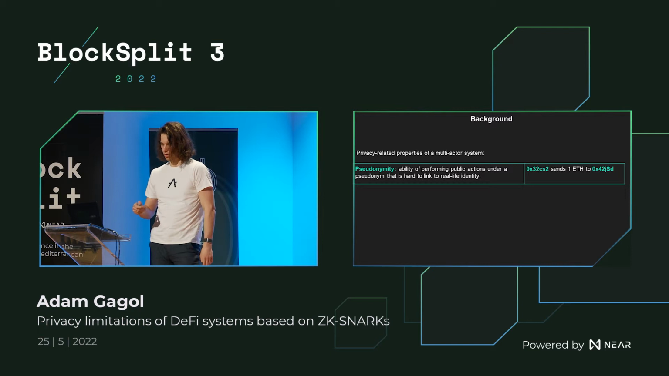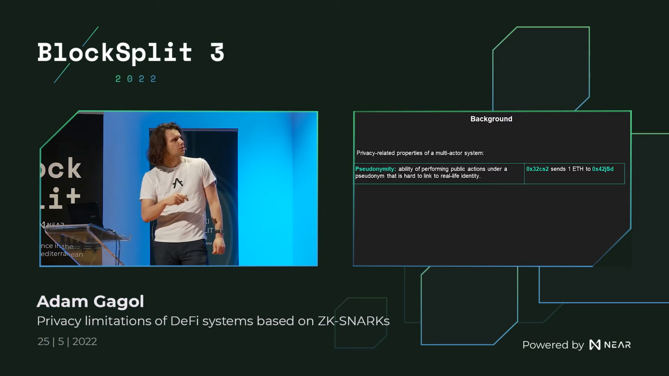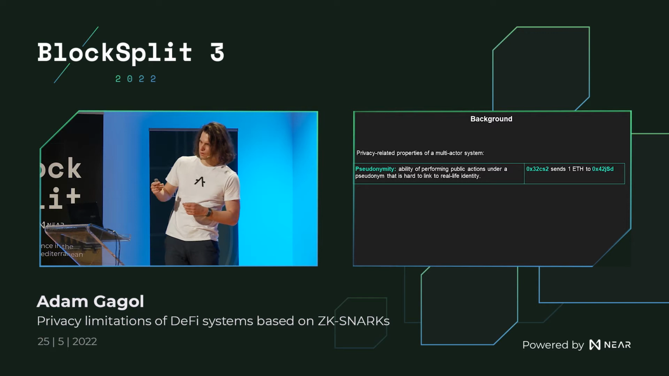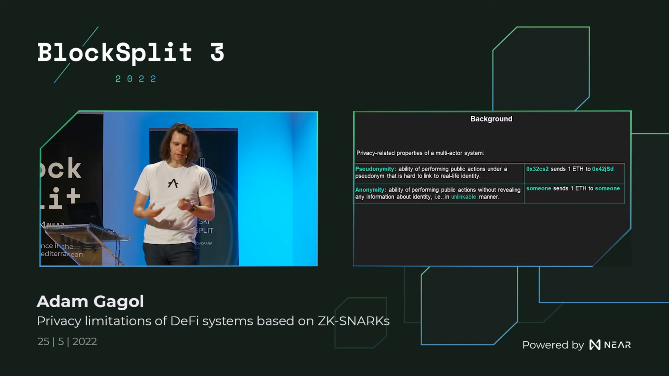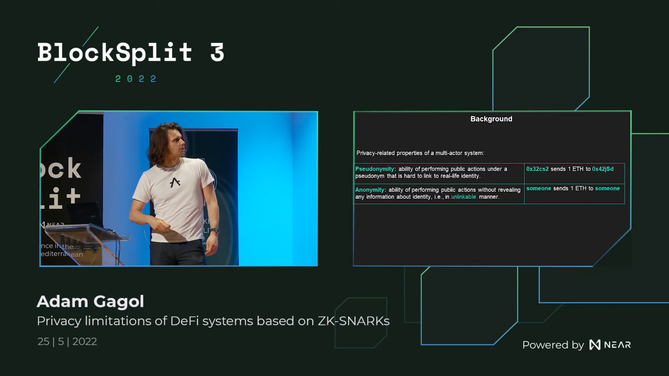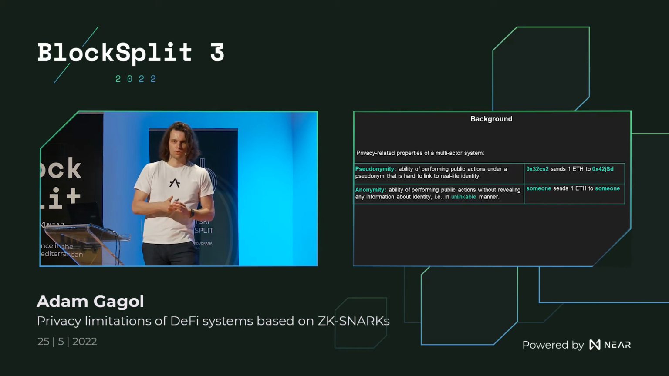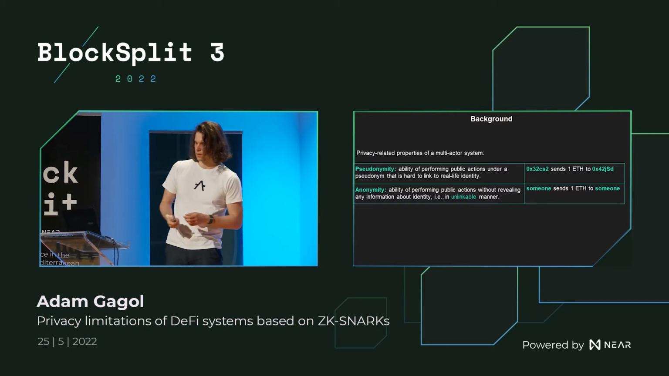And how does it look on-chain? Well, on-chain it looks like this. We see that there was some address sending some amount of tokens to some other address. The next significantly stronger level is anonymity. That's the ability of performing public actions, but without revealing information about identity. So here on chain, we would see that someone sends one ETH to someone. This is significantly better because, for example, if I would send tokens to someone this way, then there is no way to track it back to my wallet and no way to peek into my wallet. So that's significantly better, but still not perfect.